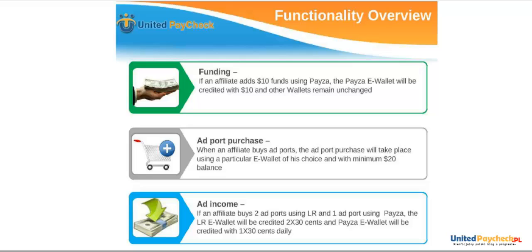Now this way, only the balance for the e-wallet used to buy the ad port changes, and the other ones remain unaffected. So for example, if you buy 2 ad ports using LR and 1 ad port using Payza, the LR e-wallet will be credited with 2 times 30 cents, and your Payza e-wallet will be credited with 30 cents on a daily basis. Okay, I hope I make sense here, and obviously if we have questions, we'll take that later on.